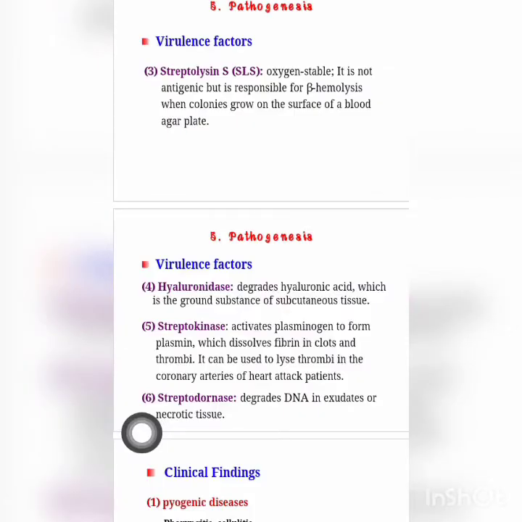Among virulence factors we have streptolysin S, that is oxygen stable. It is not antigenic but it is responsible for the beta hemolysis. So whenever streptococcus undergoes complete hemolysis in a culture, it is because of this streptolysin, when colonies grow on the surface of a blood agar plate.